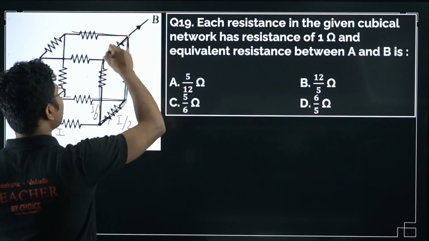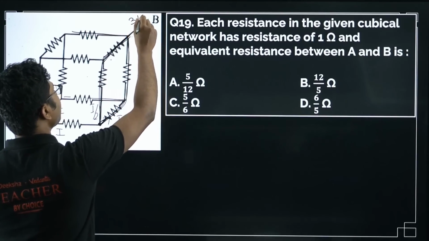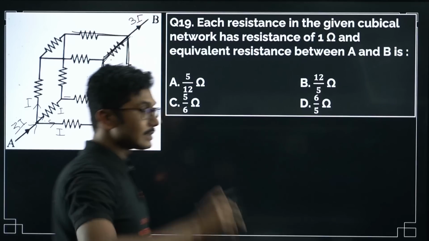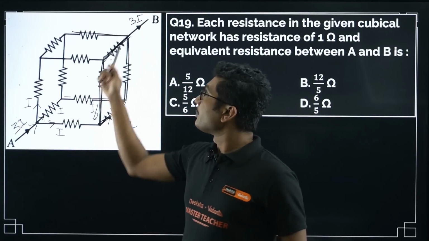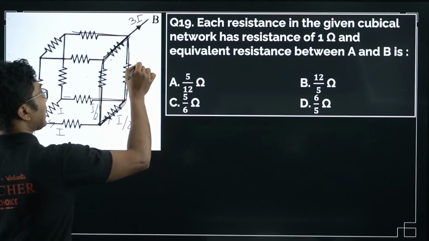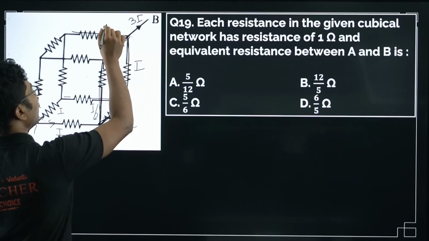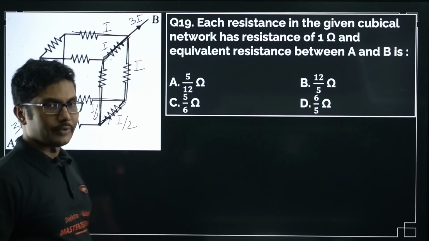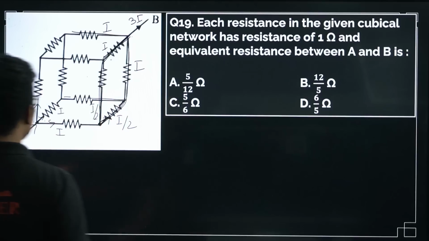Now for this path, the total output current should be 3I, right? The same 3I current is coming from this side, so the same current should go out as well. By the same logic, 3I current will come through all three of these resistances as well. Now you have to take any one of the paths.